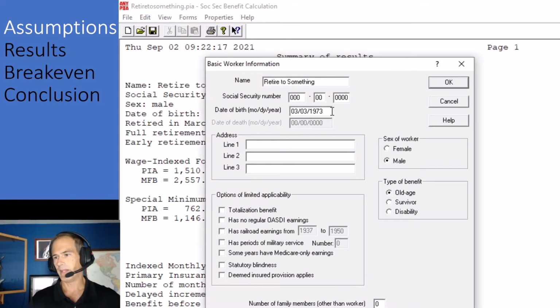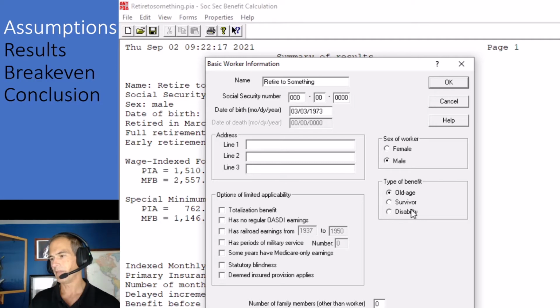So name can be whatever, as can your Social Security number, but obviously I'm not going to enter that here. Date of birth, I just entered a random month and day from the year I was born, so that information is required. You don't need address, you don't need any of these options. I do have military service, but even if I check this box and put in any number of years, it doesn't seem to impact my payment. So that might be something I look into later, but it's definitely not something that's impacting my calculations now.